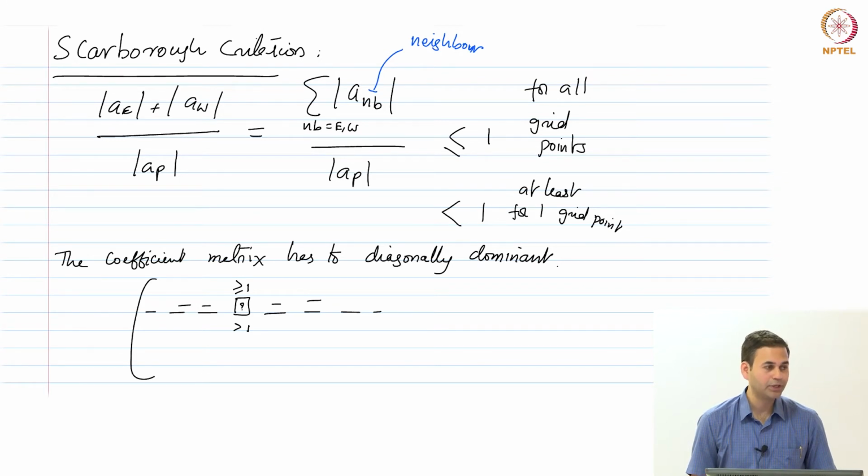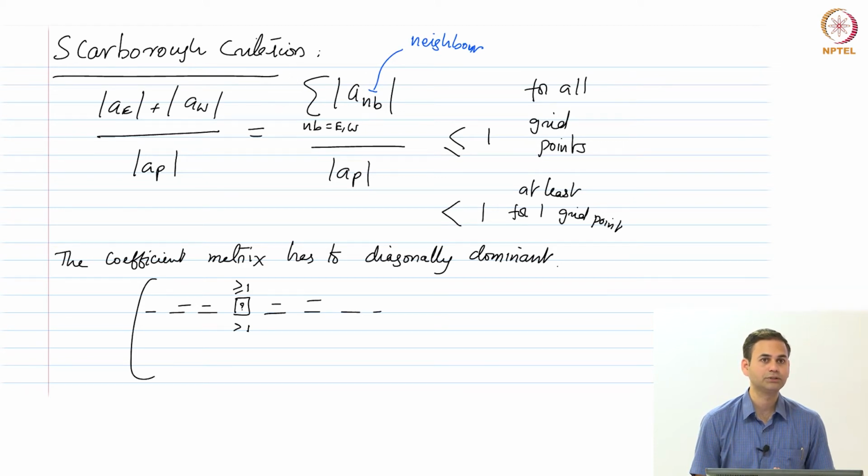So, the question is, if a particular discretization does not yield a diagonally dominant coefficient matrix, can I still work with it? Yes, you can. There are certain ways with which you can improve the diagonal dominance of a particular system. We will see that a little later, with the usage of source terms and things like that.